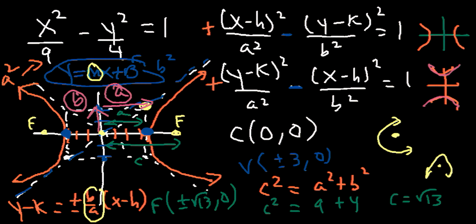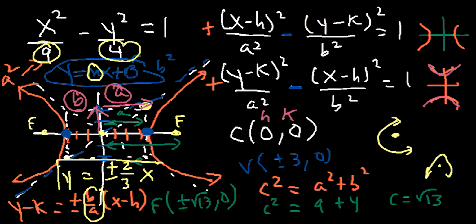So for this equation, we know that h and k are 0. To write the asymptotes, it's just y, there's no k, equals plus or minus the value of b over a. b squared is 4, so b is 2, and a squared is 9, so a is 3. So y equals plus or minus 2/3 x. Those are the asymptotes for this particular hyperbola. So let's try another example.